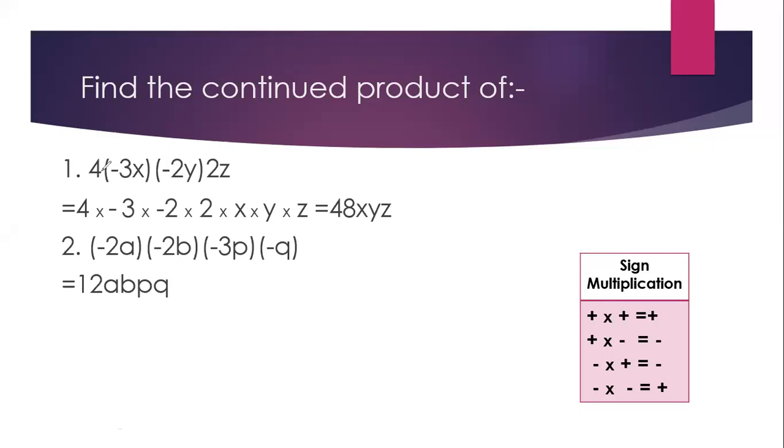Now here, Vijay, first we have to multiply the signs. Or you can write the simplification like this: you multiply the coefficients. 4 multiplied with minus 3, multiplied with minus 2, then 2. Then what about the variables? X, Y, and Z.